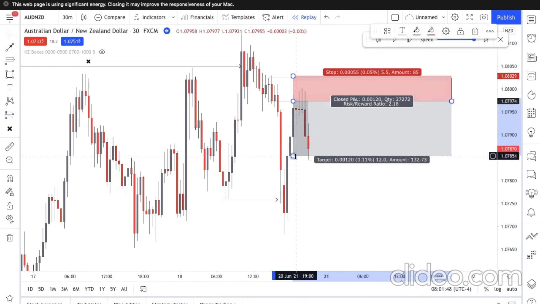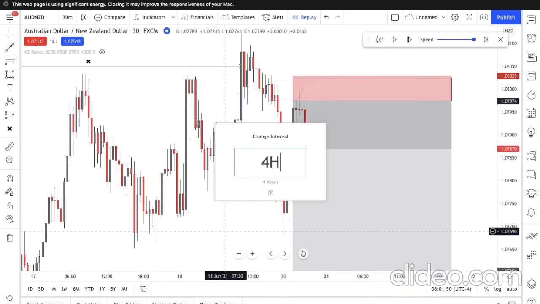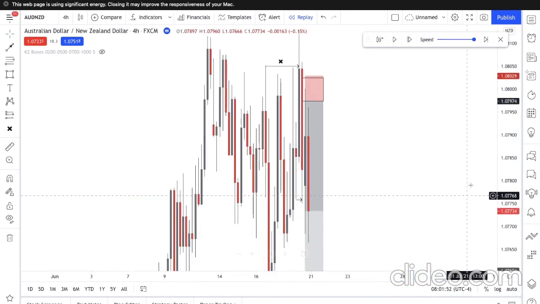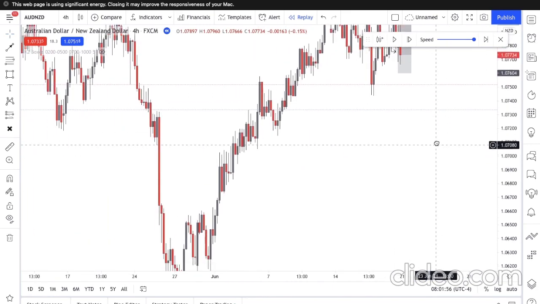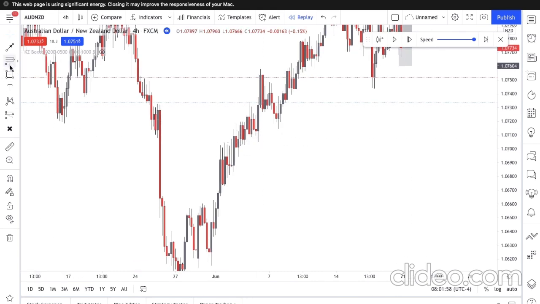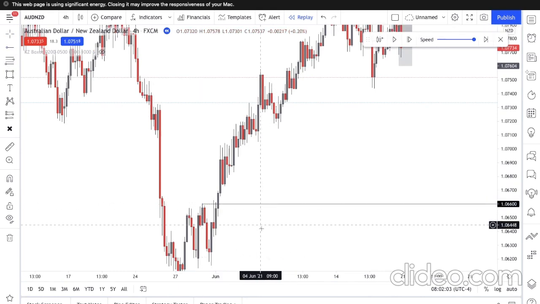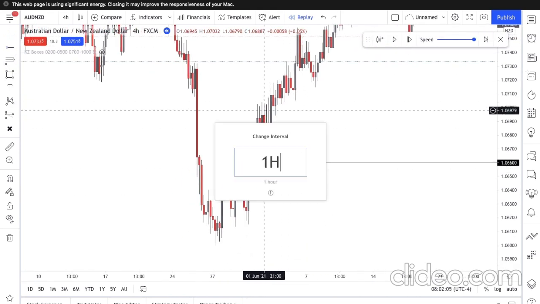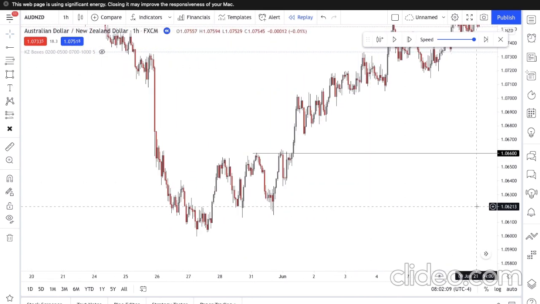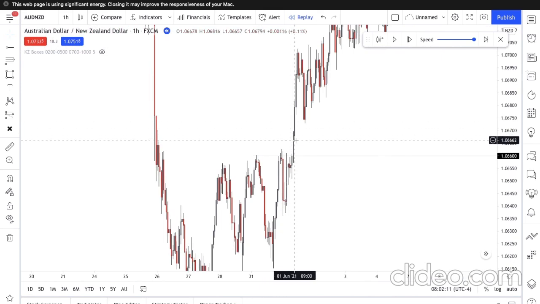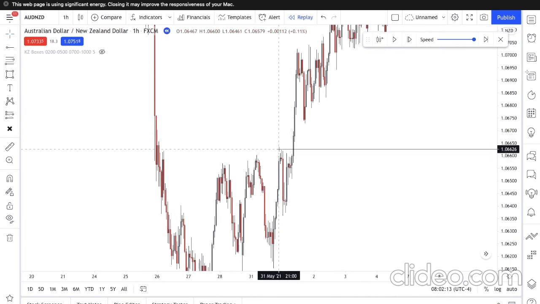Okay. Now in terms of setting the TP, we can head over to that 4-hour and look for an area to target. A nice area in my opinion would be this level here. Let's go to that 1 hour, see if we can find better TP. Right, so we can see there's all of this imbalance, right? So we'll target that.